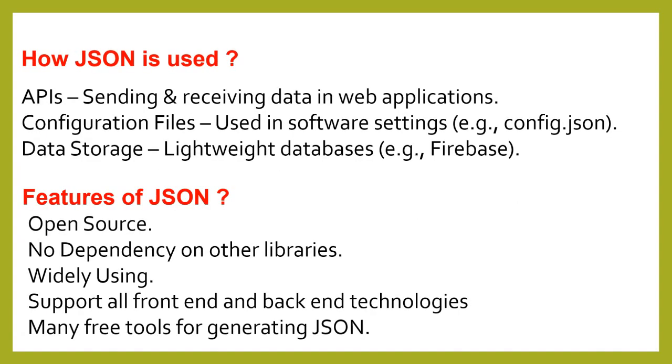JSON is mainly used in API applications, configuration files, and data storage. Everywhere, for exchanging data from one server to another, JSON is used. The main advantage of JSON is that it's open source. We need not make any payment for it, and there is no dependency on any other library. JSON is widely used for all applications in the software industry, and it supports front end and back end technologies, most of the technologies.